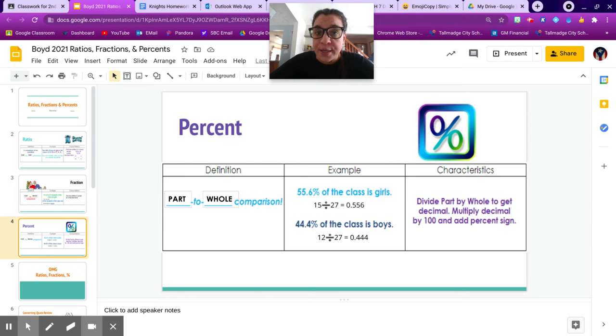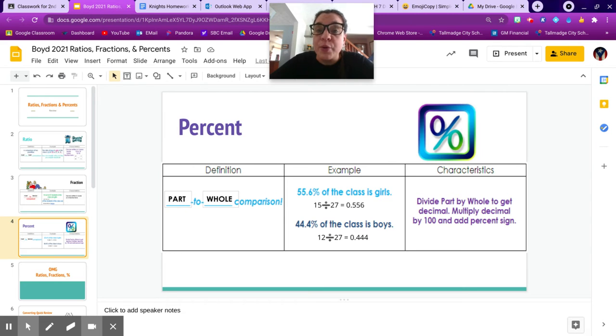So, for example, 15 divided by 27 is 0.556. If I multiply that by 100, I get 55.6% of the class is girls. Notice that I divided the part by the whole. I divided the number of girls by the total number of students in the class, which is 100% of the class. So 15 divided by 27 is 0.556. 55.6% of the class is girls.